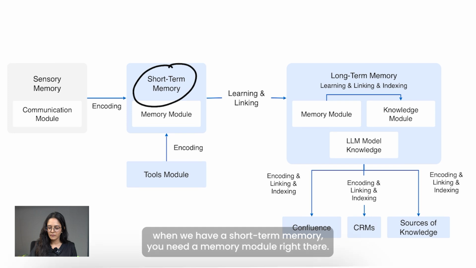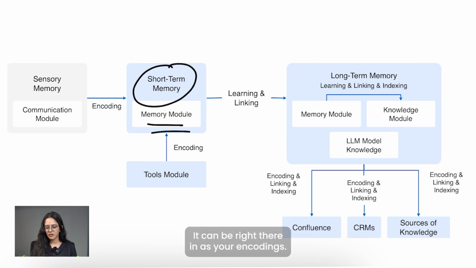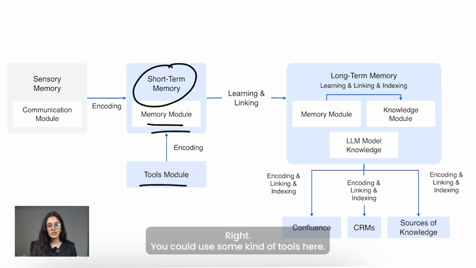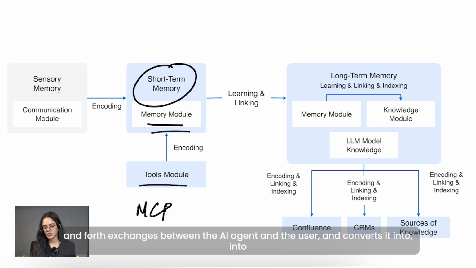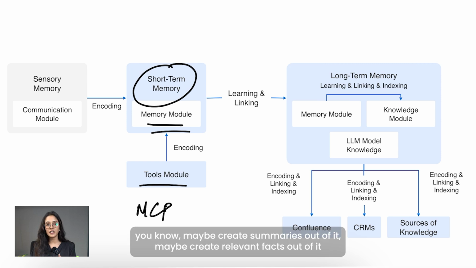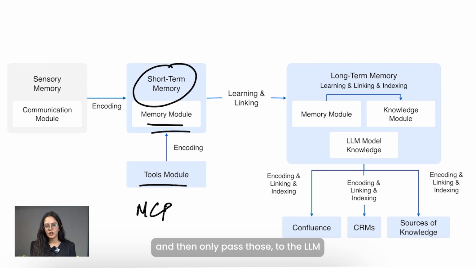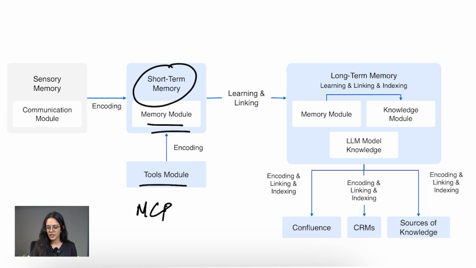And when we take a look at this diagram, all we're saying is that when we have a short-term memory, you need a memory module right there and then. So it's going to be immediate, right? It can be an in-memory system. It can be right there as your encodings, right? You could use some kind of tools here. You could use maybe some kind of an MCP here that makes sure to take all of this conversation history, or all of this back and forth exchange between the AI agent and the user, and converts it or maybe creates summaries out of it, maybe creates relevant facts out of it, and then only passes those to the LLM, so that it does not, number one, go out of the context window, but also makes sure that all the relevant information is passed to the LLM so that it can give you relevant responses or very coherent responses. So that's the short-term memory.